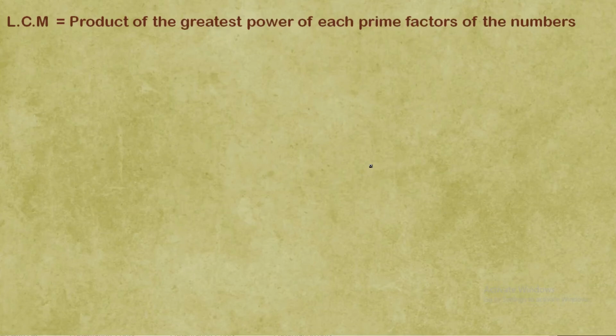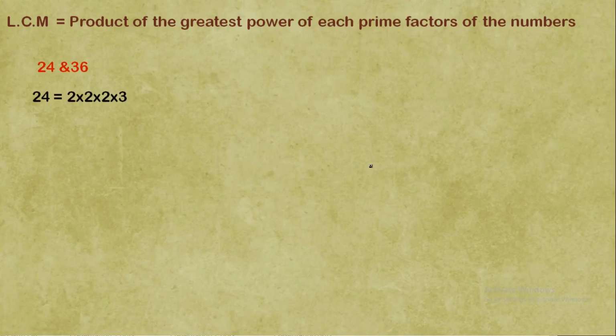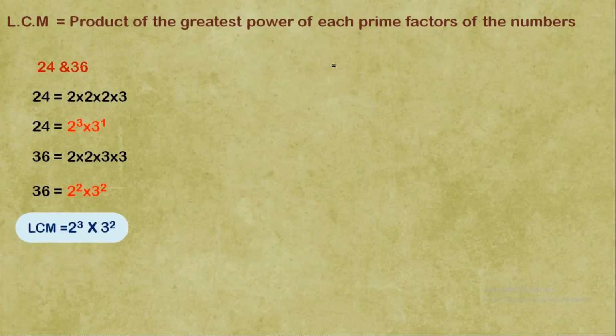How do we apply this for LCM? The same numbers I have considered here, and as we have seen earlier, we get this. According to the rule, we have to consider the greatest power of each prime factor. If they are common, we have to consider the greatest one. If they are not common, we have to select the uncommon prime factors as well. So here we have 2 and 3 as common, and we choose the greatest powers: 2 cube into 3 square, 8 into 9, that is 72.